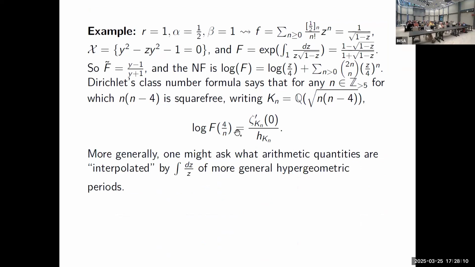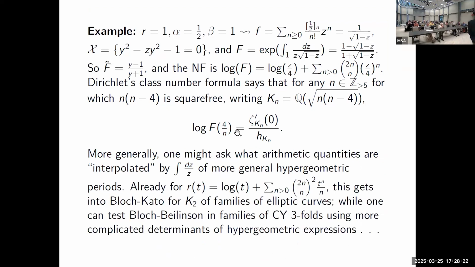So generalizing this example, one might ask what arithmetic quantities are interpolated by logarithmic integrals of more general hypergeometric periods. Already for the next thing up from the example we just did, log of t plus this series, that gives a Bloch-Kato for K2 of families of elliptic curves. Okay, really mysterious stuff. And one can test Beilinson in families of Calabi-Yau threefolds using more complicated determinants of hypergeometric expressions.